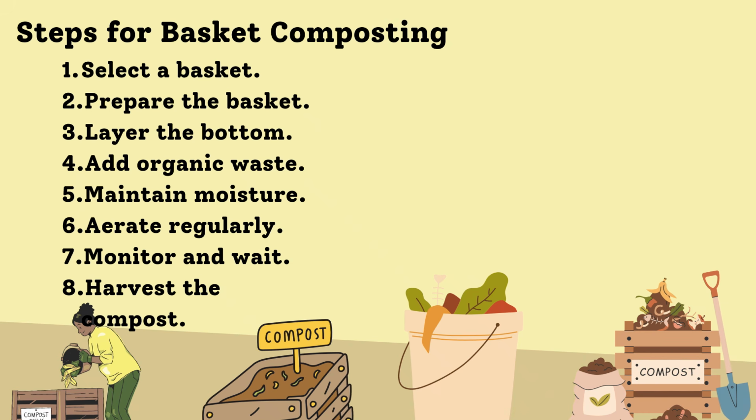After that, we need to maintain moisture. We need to keep the compost moist, but not too wet. Next one, aerate regularly. You need to mix or stir the contents to provide oxygen. After that, we need to monitor and wait. We need to observe the decomposition process and allow microorganisms to do their work. And last one, harvest the compost. When the compost becomes dark, crumbly, and earthy smelling, it is ready to use as a fertilizer.